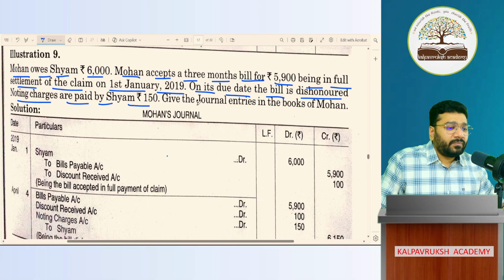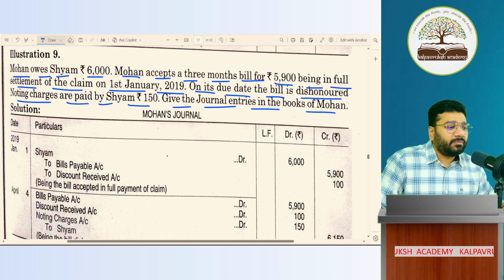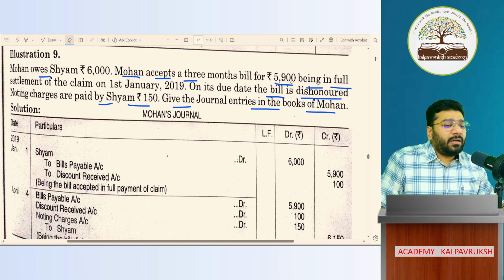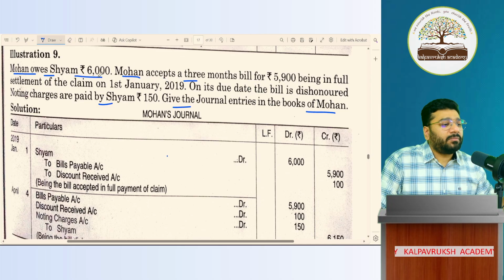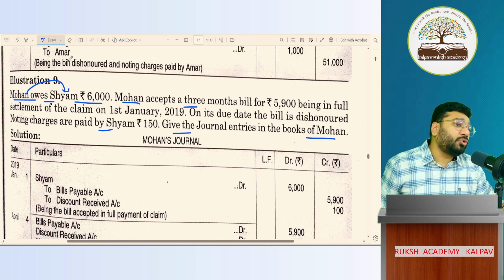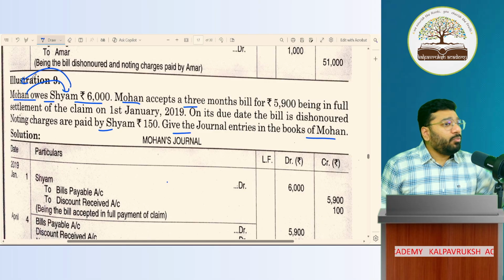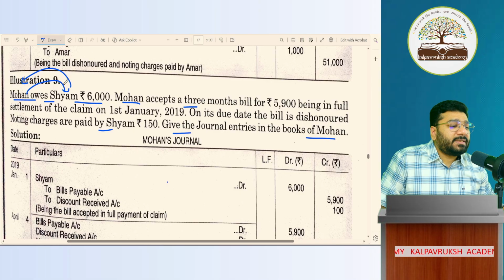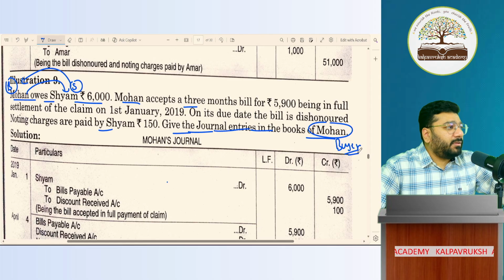Give the journal entries in the books of Mohan. Very good. Now let's read the question properly. Mohan owes Sham 6,000 means what? Mohan has to pay Sham 6,000 rupees. Why is Mohan supposed to pay Sham 6,000 rupees? Because Sham has sold goods to Mohan. So against that, Mohan has to pay money. So Sham is the seller. Mohan is the buyer. They are asking for the journal entries in the books of Mohan. Who's Mohan? Buyer. So in the books of the buyer, Mohan, we have to record the entry.